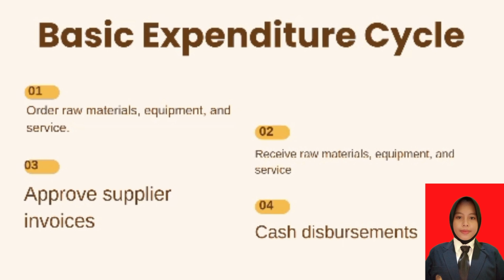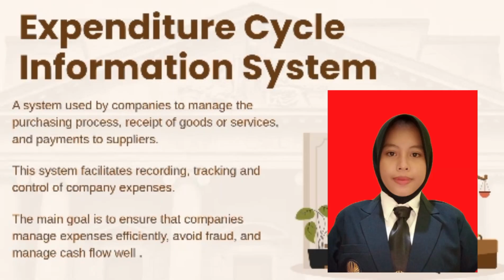Companies make payments to the suppliers or service providers in return for goods or services received. This process not only includes the physical disbursement of money, but also ensures that the payments are made according to agreed procedures. Expenditure cycle information system activities.